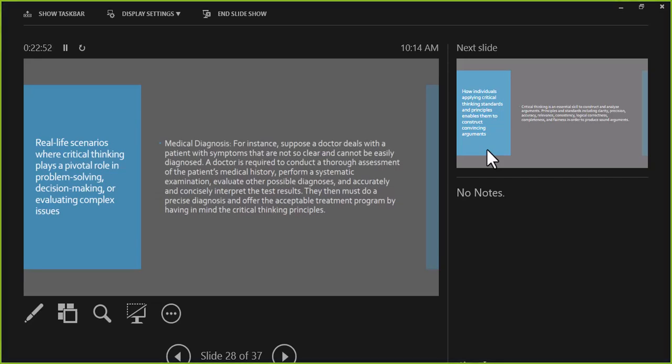It is required of the doctor to conduct a thorough assessment of the patient's medical history, perform systematic examinations, evaluate other possible diagnoses, and accurately and concisely interpret these results. They then must make a precise diagnosis and offer an acceptable treatment program by keeping the critical thinking principles in mind. It must be precise, relevant to the symptoms of the patient, as well as fair to the patient, whether he's rich or not. And also applying other principles in order for the patient to be diagnosed with the proper amount of treatment.